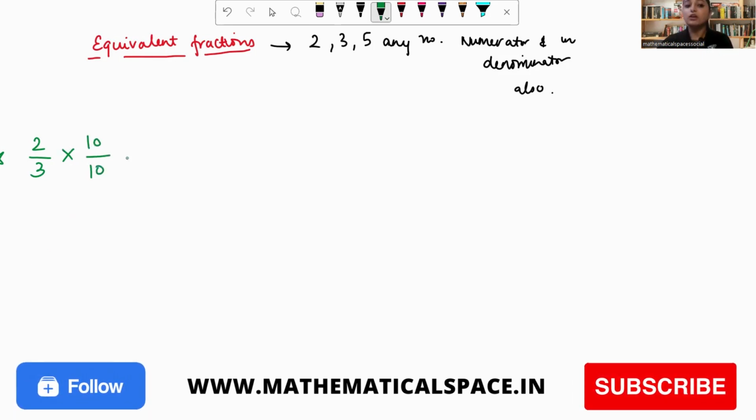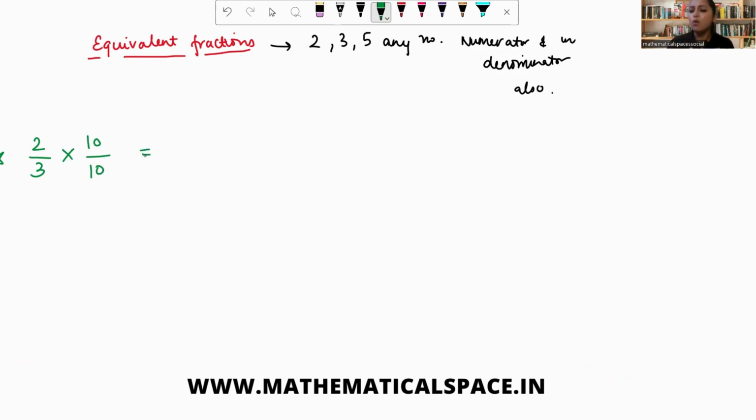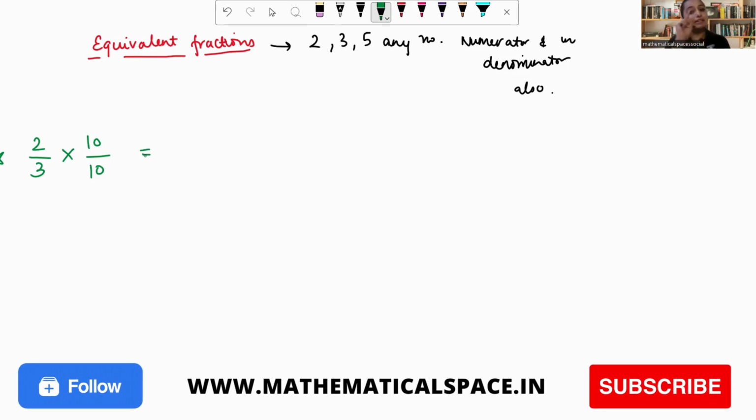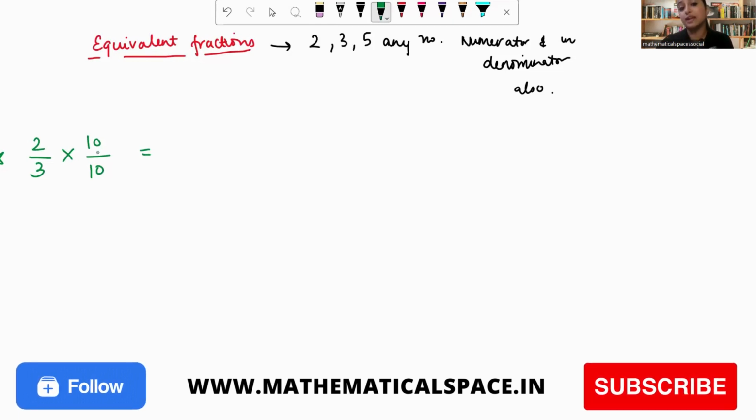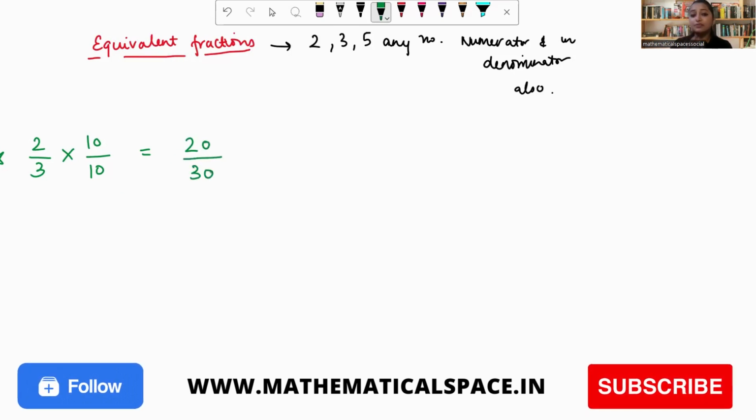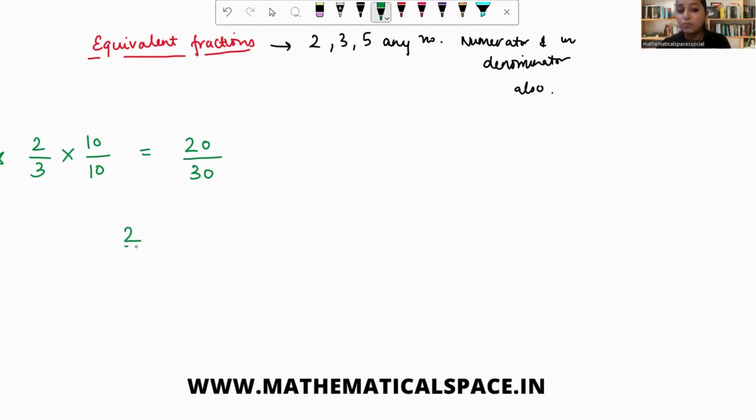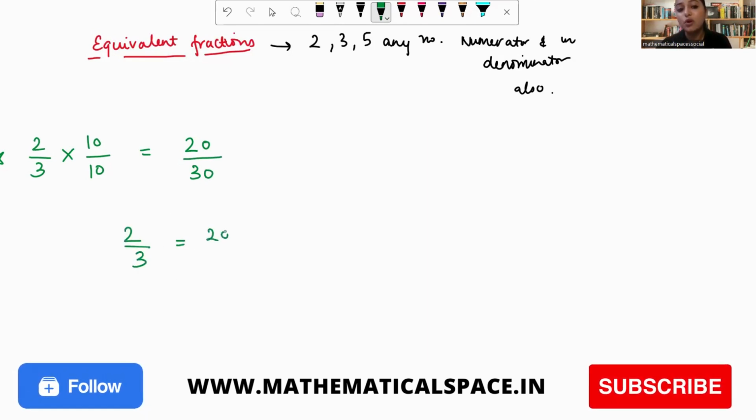2 times 10. So what happens when we have to multiply the fractions? Numerator gets multiplied with the numerator and denominator gets multiplied with the denominator. So if we talk about 2 times 10, what is 2 times 10? It is 20. And what is 3 times 10? It is 30. So what is the equivalent fraction of 2 by 3? 2 by 3 is equal to 20 over 30. This is the meaning of equivalent fraction.